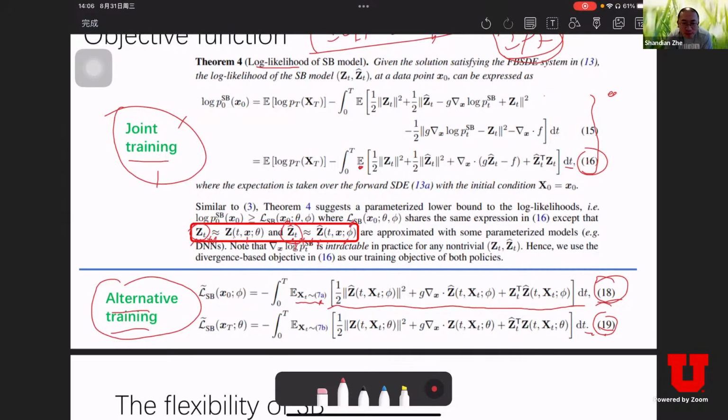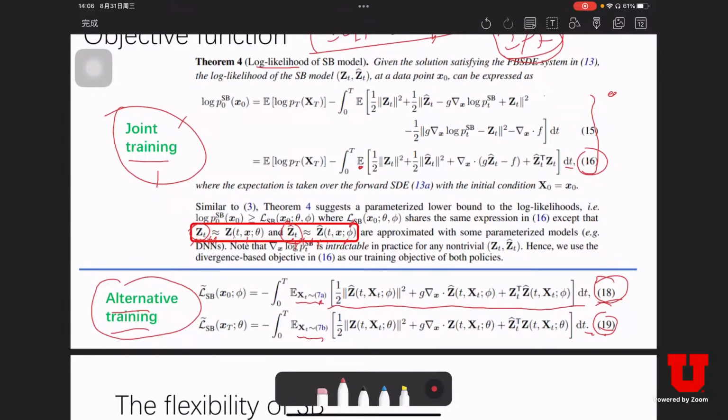Okay. Yeah. Okay, and then in alternative training, you also have to sample from the SDE path. Yeah, but you have the likelihood explicitly for x0, and xt, x0, and x big T.